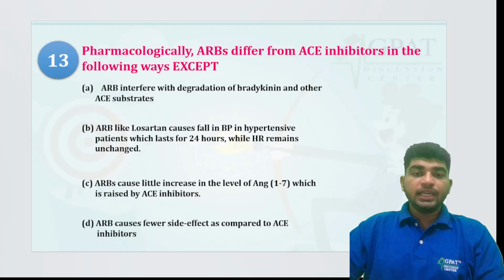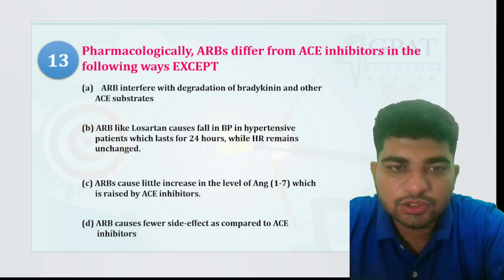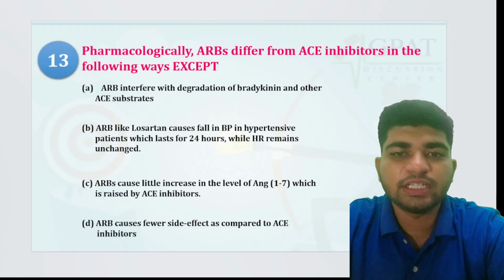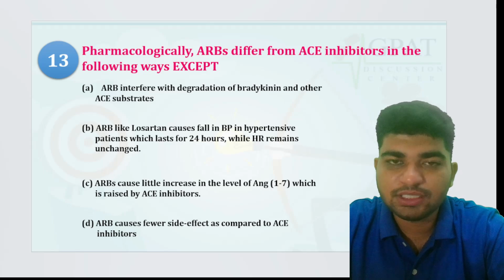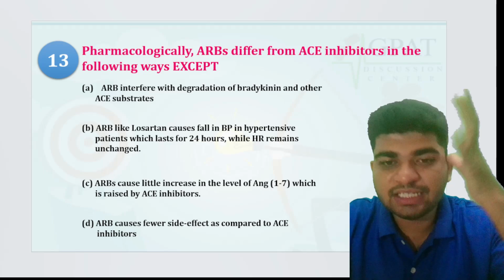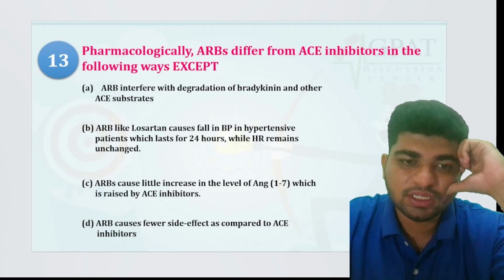Now, pharmacologically, ARB differ from ACE inhibitors in the following ways, except. Okay, so which one is not a difference? First option: ARB interfere with the degradation of bradykinin and other ACE substrates. ARB like losartan cause fall in BP in hypertensive patients which lasts for 24 hours while HR remains unchanged. ARB cause little increase in the level of angiotensin 1 which is raised by ACE inhibitors. ARB cause fewer side effects as compared to the ACE inhibitors.